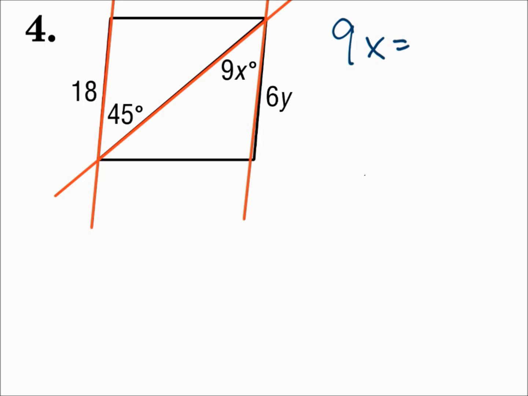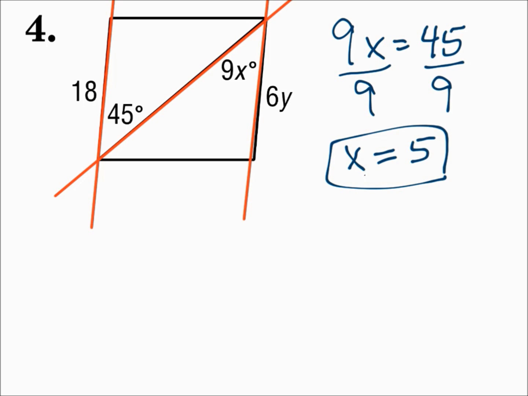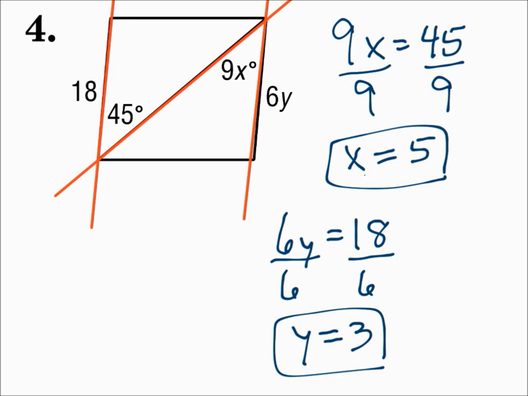Start with the alternate interior angles. 9x equals 45. Divide both sides by 9 and x is 5. That makes the two opposite sides parallel. Now to make them congruent, 6y has to equal 18. And when you divide by 6, y is 3. Make alternate interior angles congruent to get parallel sides, and make the side lengths congruent. That gives you one pair of sides that's parallel and congruent, which makes a parallelogram.